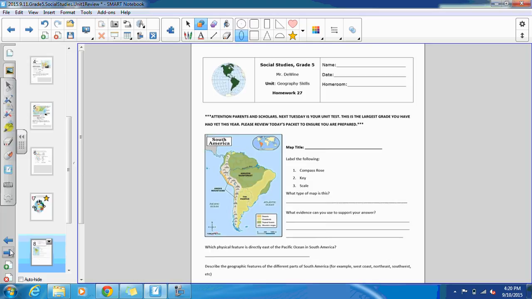Okay, let me go over your homework. So first of all, I have the wrong homework number. So let's go ahead and put a big old X through that. I can't actually remember right now what homework number it is. Just make sure you know it's not 27. And this is due Monday. Make sure you read this. Oops, and your parent reads this. Next Tuesday is your unit test. This is the largest grade you've had this year. Review today's packet to ensure you are prepared.